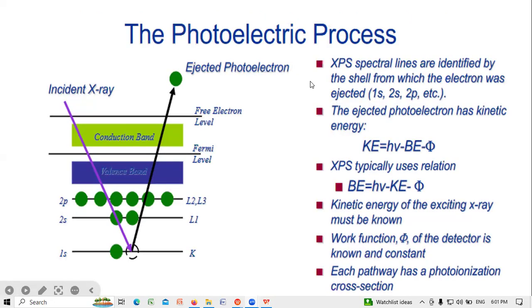In the photoelectron process, when the X-ray hits, an electron is ejected. Ejected photoelectrons have the kinetic energy KE = hν minus binding energy minus phi. The work function phi of the detector is known as a constant. The energy of the exciting X-ray must be known.